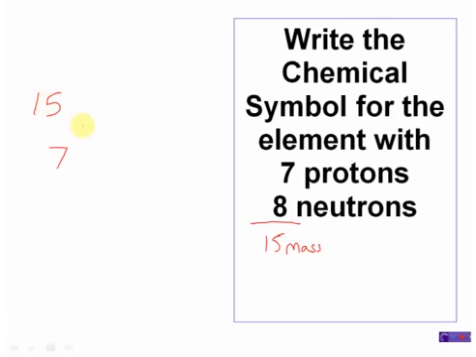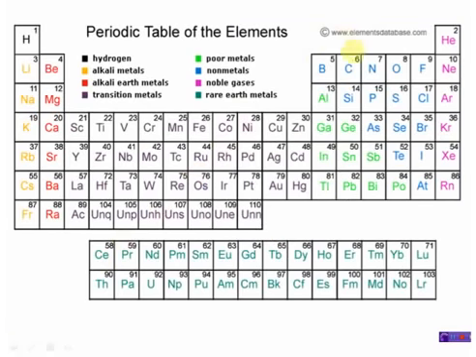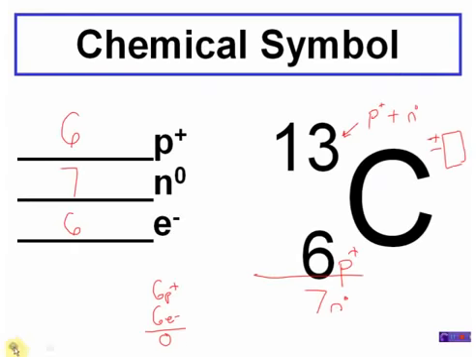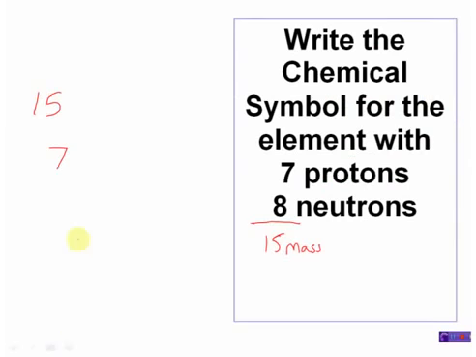And the question now is, what element am I dealing with? Let's go to our periodic table of elements. And I think that was element number 7. Element number 7 is nitrogen. Fantastic. That is my chemical symbol. That's actually pretty easy. It's no big deal.